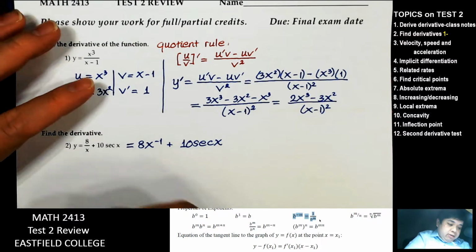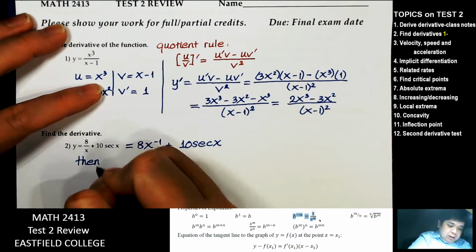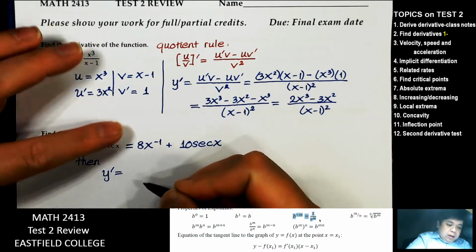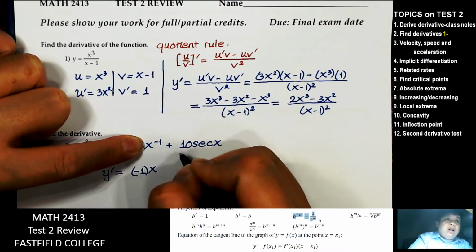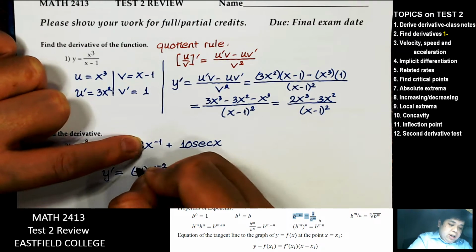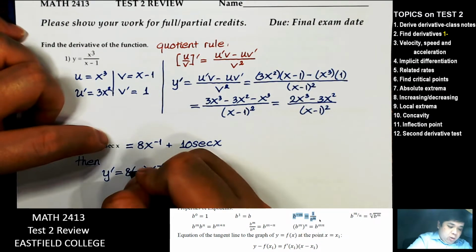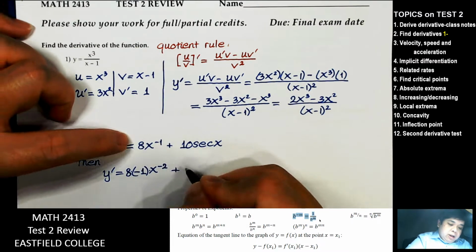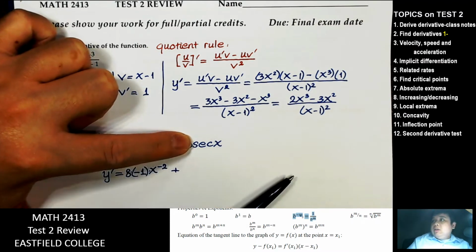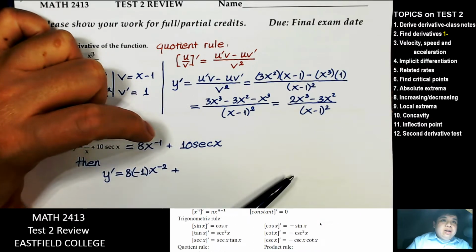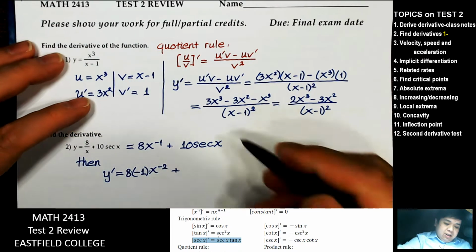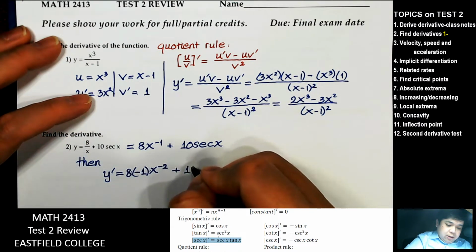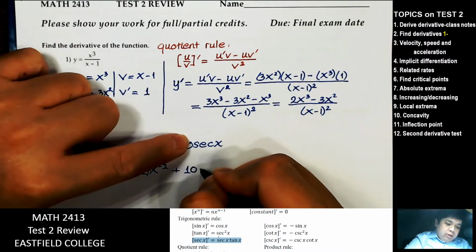Now we can take derivative. x to the negative 1 is going to be negative, x to the negative 1 minus 1 will be negative 2, and there will be the 8 in front of it, all multiplied. Derivative of secant, we'll need to know that for the test, but at this stage, that is the derivative of secant. It gives us secant tangent.